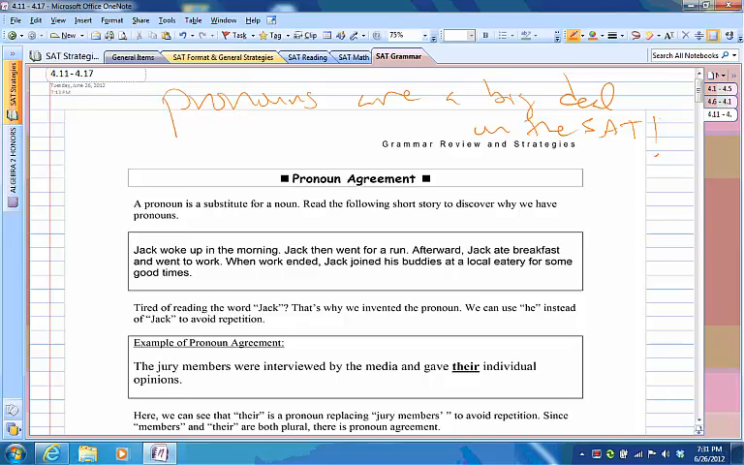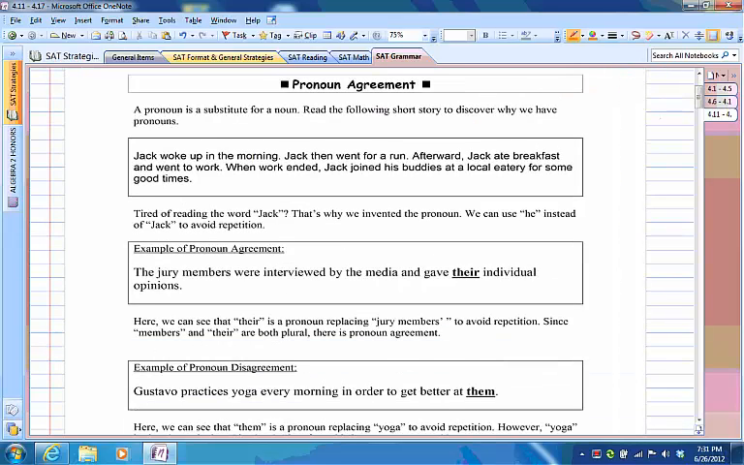Sounds repetitive. So you can say Jack woke up in the morning and went for a run, afterwards he ate breakfast, when work ended he joined his buddies. So I could substitute the word Jack with he. Or here's another one. The jury members were interviewed by the media and gave their individual opinions. You want to use the word their because you're talking about members, that's plural. So there would be a plural pronoun, that would make sense, and it's possessive.